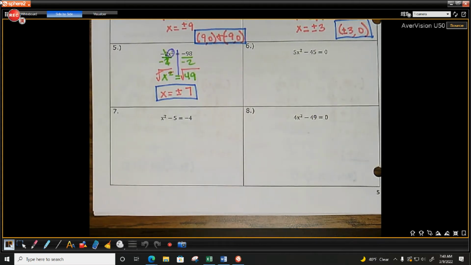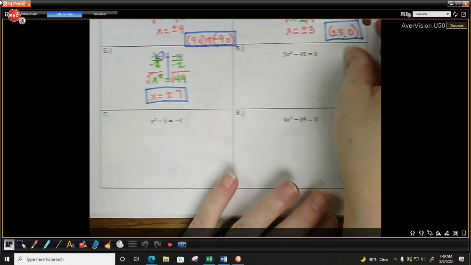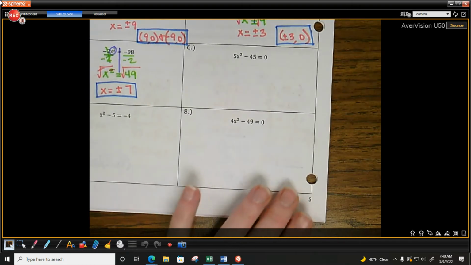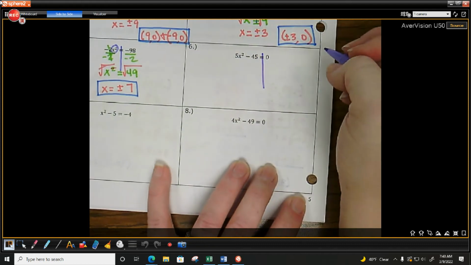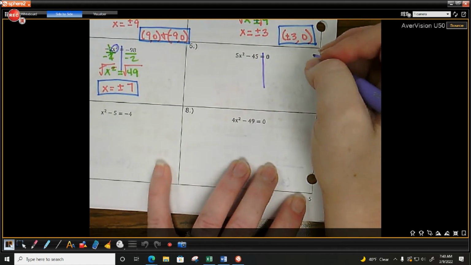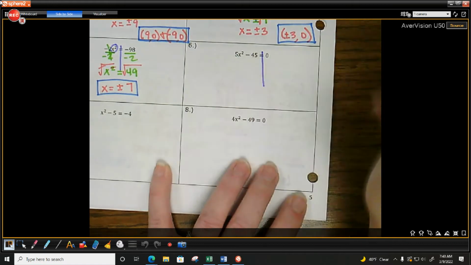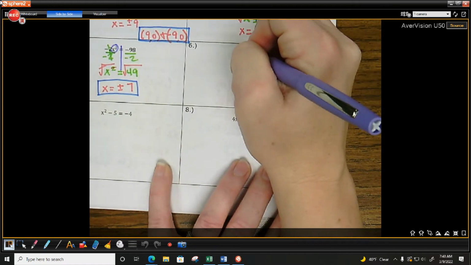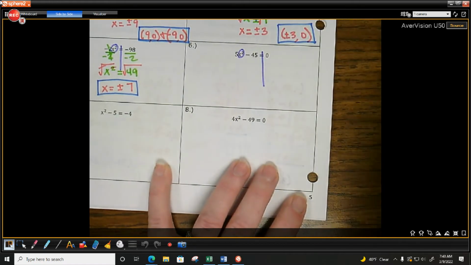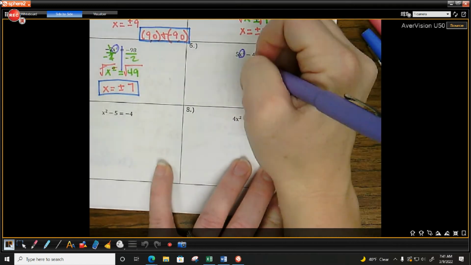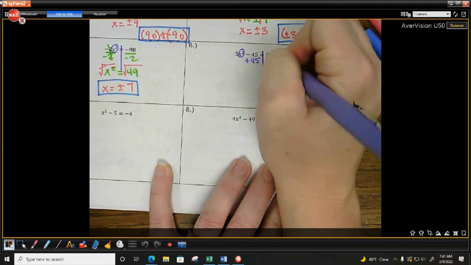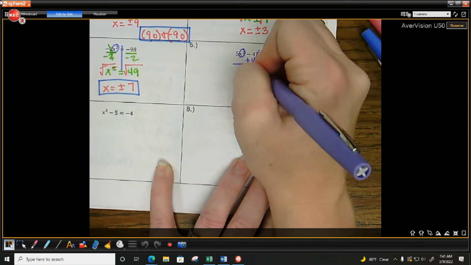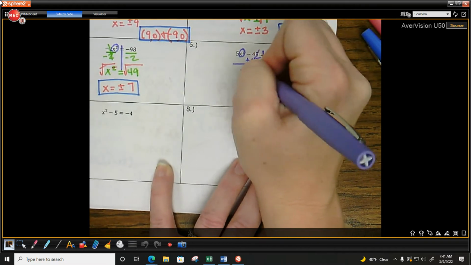Okay, next one. Draw your line through the equals. Do I have a bx term? No, I just have an x squared and a constant. Circle your x squared. What am I going to do first to solve for x squared? Add the 45. You get rid of constants before you get rid of coefficients. So I'm going to add 45 on both sides. Drop down your 5x squared equals 45.